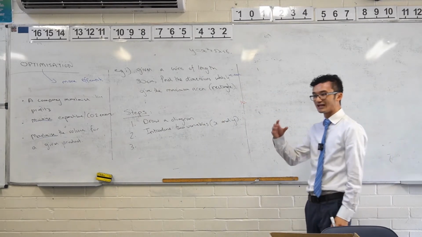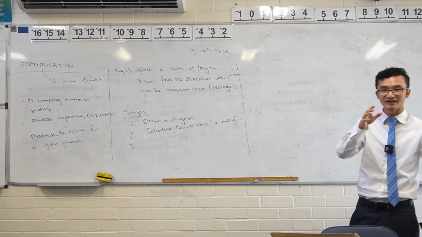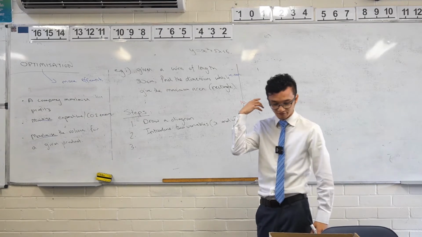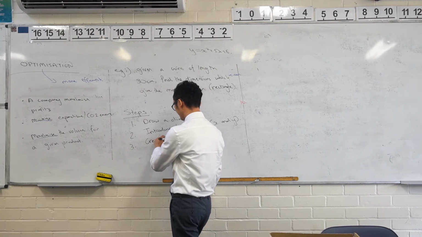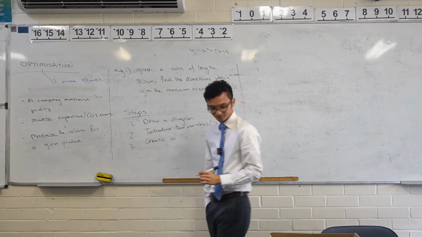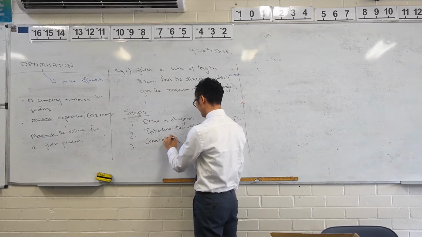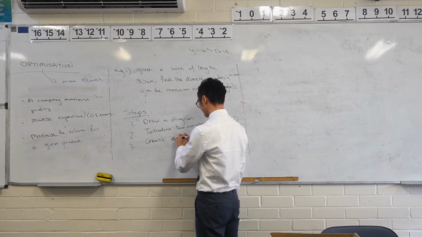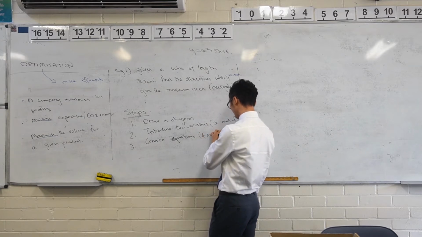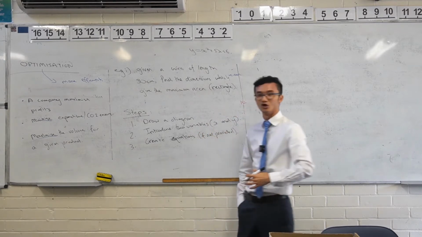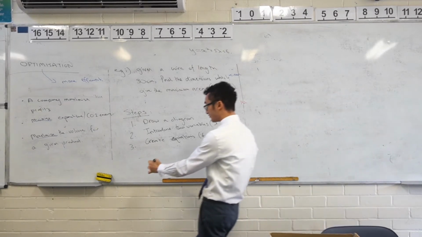Now sometimes they'll actually give you the equations that you need to use. But if that's not the case, then you need to find or create the equations. So create equations if not provided. Sometimes they'll give it to you, sometimes they won't. Sometimes they'll say show that this is the equation that we need, but sometimes you may have to make them yourself.